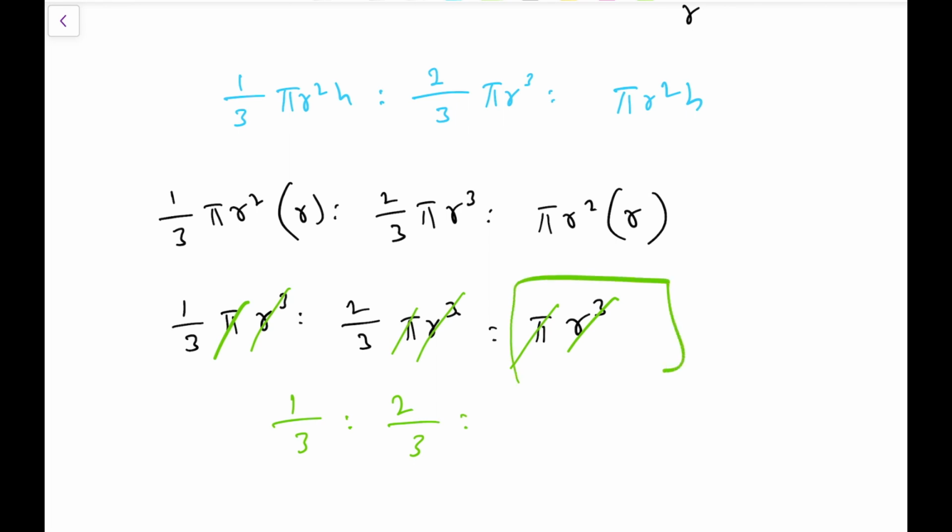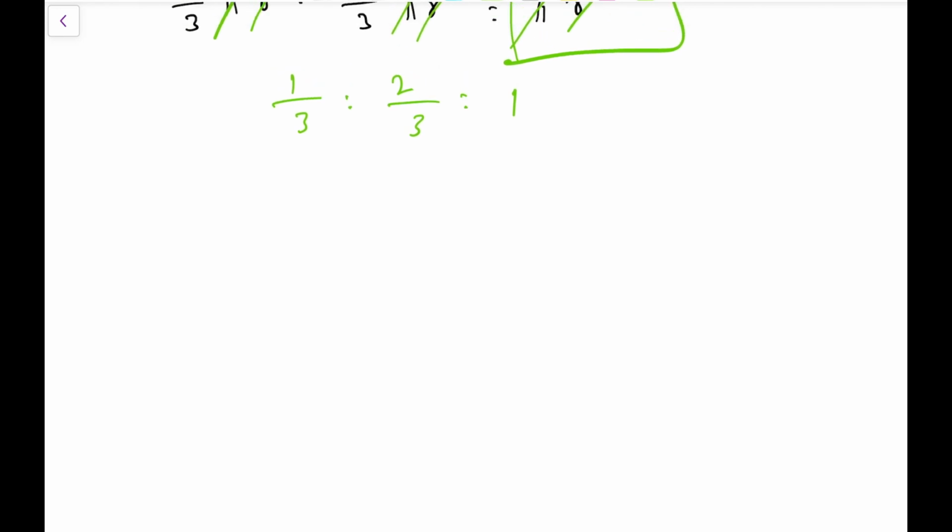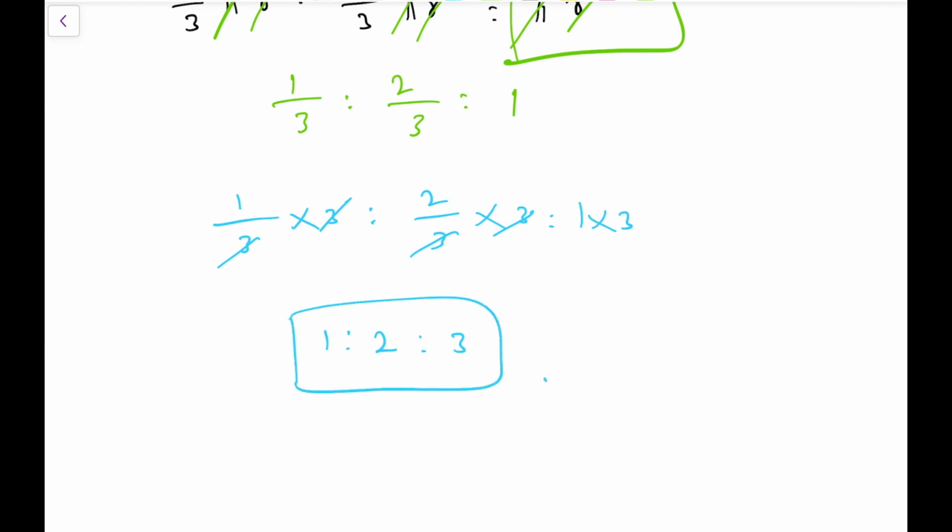Here after the ratio sign nothing remained, so it means always 1 will be there. Now to remove the denominator 3, we will multiply every term with 3. 1 by 3 into 3 is to 2 by 3 into 3 is to 1 into 3. So here 3 cancels, 3 cancels. Then the ratio will be 1 is to 2 is to 3.